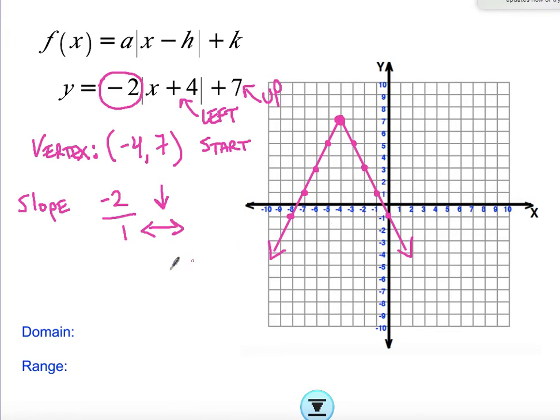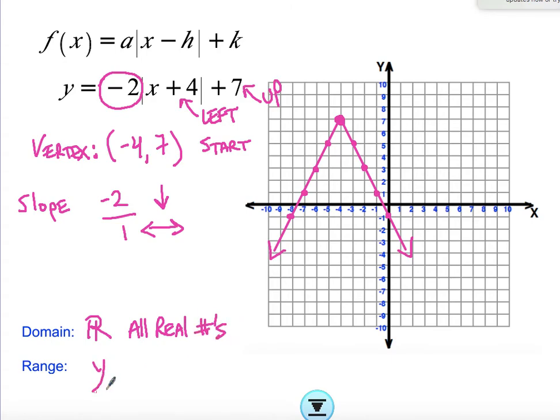Domain. What x values are we allowed to have? Well, this is going to continue to go off to the left forever, and this is going to continue to go off to the right forever. So I can put in any value of x I want, all real numbers for the domain.